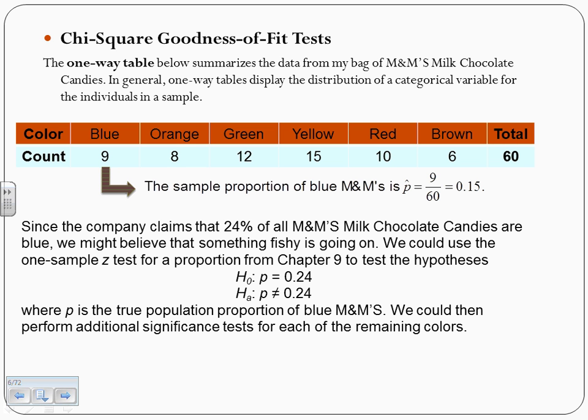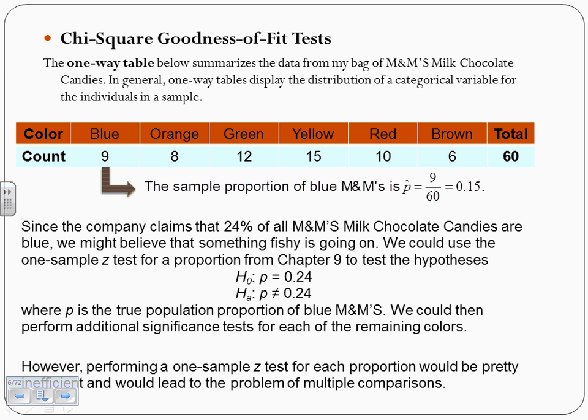We could use a one-sample z-test for a proportion from Chapter 9 to test the hypothesis about the true population proportion of blue M&M's. And we could do that for all of the remaining colors. However, performing a one-sample z-test for each proportion would be pretty inefficient and would lead to the problem of multiple comparisons.